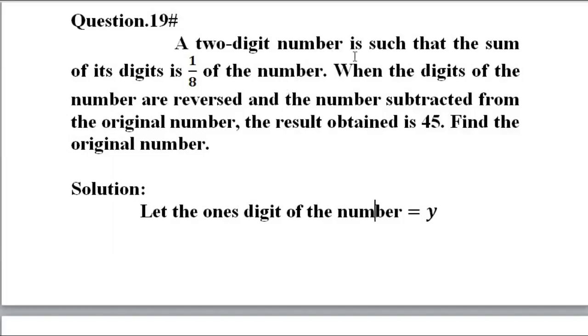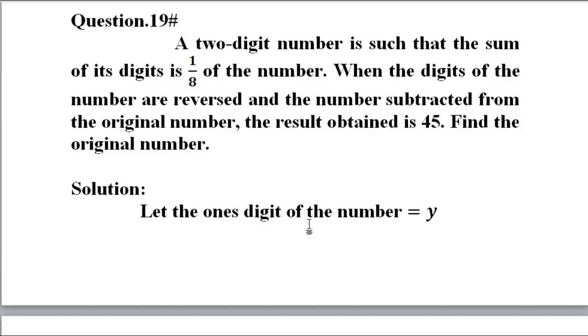Question number 19. A 2-digit number is such that the sum of its digits is 1/8 of the number. When the digits of the number are reversed and the number subtracted from the original number, the result obtained is 45. Find the original number. Now this question is quite different from the other questions.